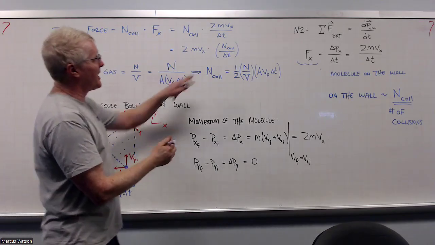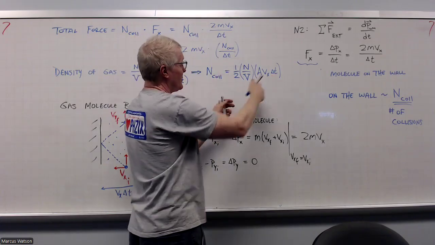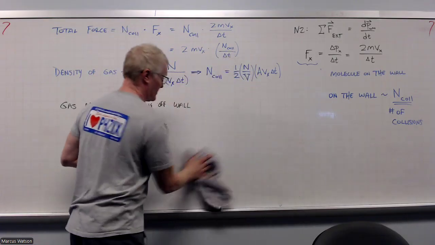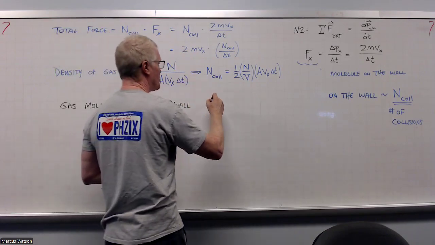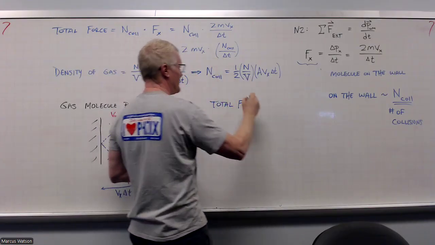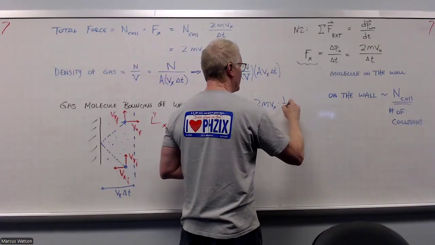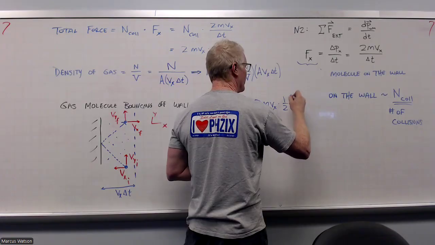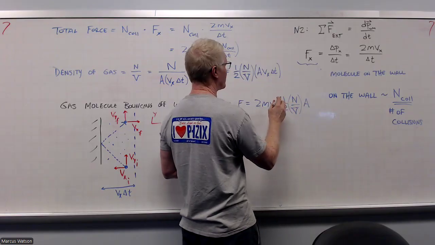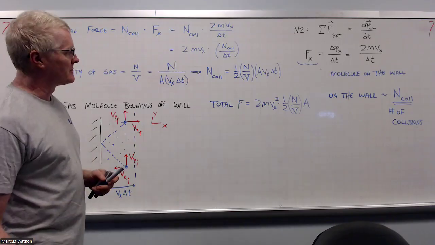So the number of collisions per time simply means when I take this quantity here, all I'm going to do is wipe off this delta t, and that's going to give me an expression for the total force on the wall: 2 mVx, multiplied by 1/2 the density, N over V, multiplied by the area, multiplied by Vx. So that's another Vx, so that means it's Vx squared here. Okay?